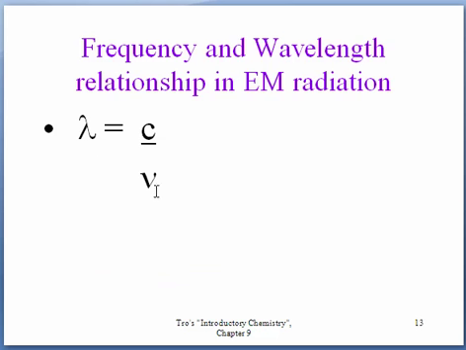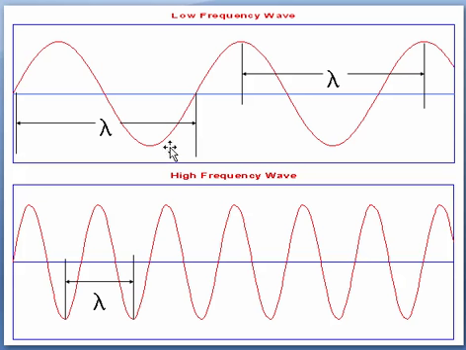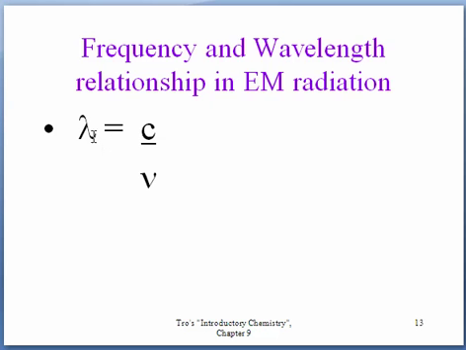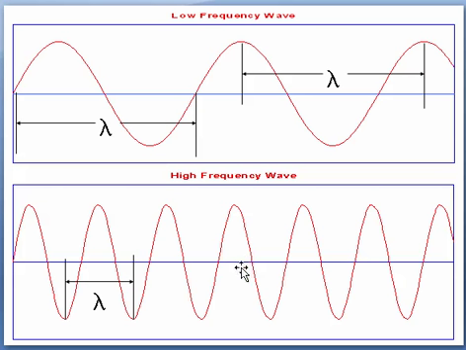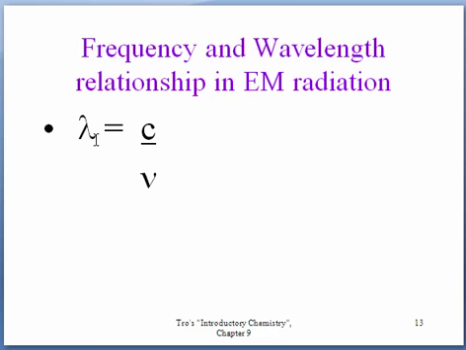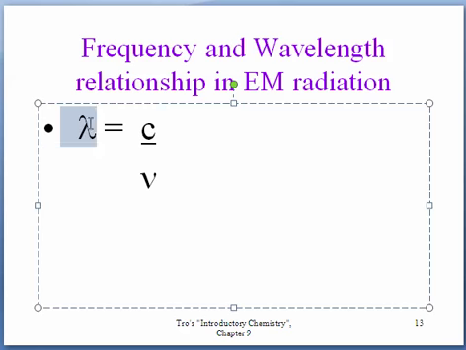So wavelength and frequency are inversely proportional to one another. As wavelength goes up, frequency goes down. Long wavelength, low frequency. As wavelength goes down, frequency goes up. Short wavelength, high frequency. And the relationship between frequency and wavelength is determined by the speed of the waves, but since all electromagnetic radiation has the speed of light, this is the relationship between wavelength and frequency for all electromagnetic radiation, where c is the speed of light, 3 × 10⁸ meters per second.